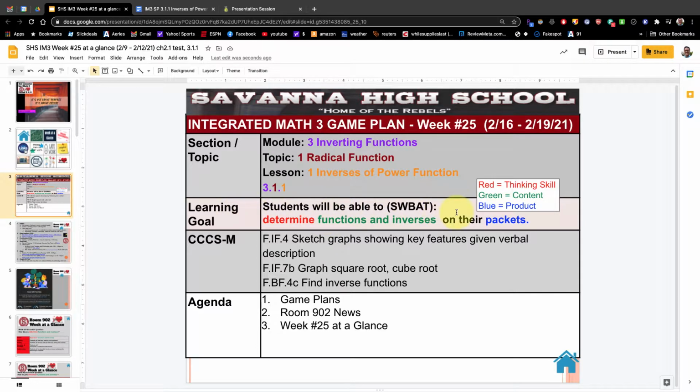Our learning goal is students will be able to determine functions and inverses on their packets. We'll be able to sketch the graphs, we'll graph the square root and cube roots, and also find the inverse of those functions.